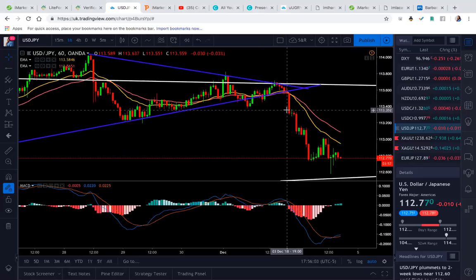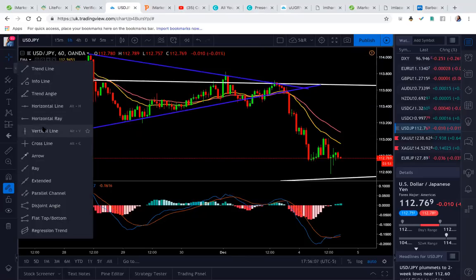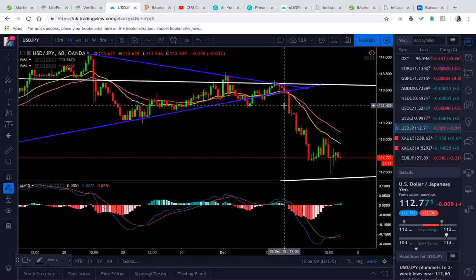The second confirmation now is if you look at the MACD, right? So let's go here where it crossed.